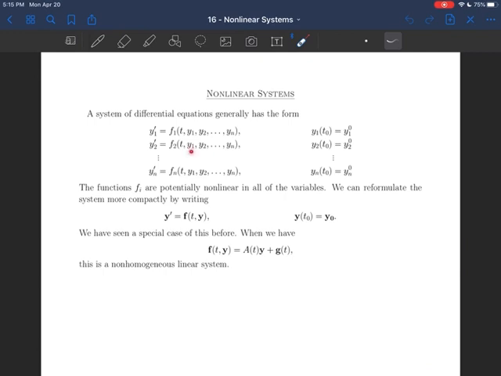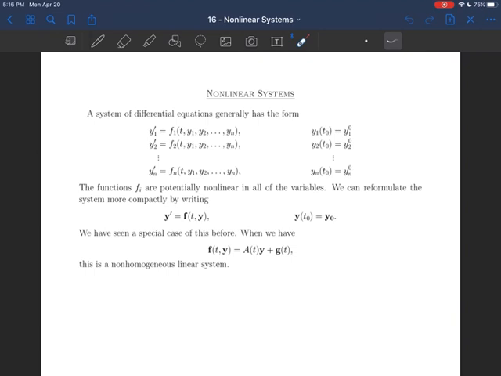The thing that's different here, the thing that's new, is that we're going to be allowing these functions f1, f2 through fn to potentially be nonlinear in all of the variables. Before, for linear systems, we said that it has to be linear in y1, y2, and so on through yn. So that's the different thing. We have initial conditions over here for each of these different variables, all at the same time point, t0.